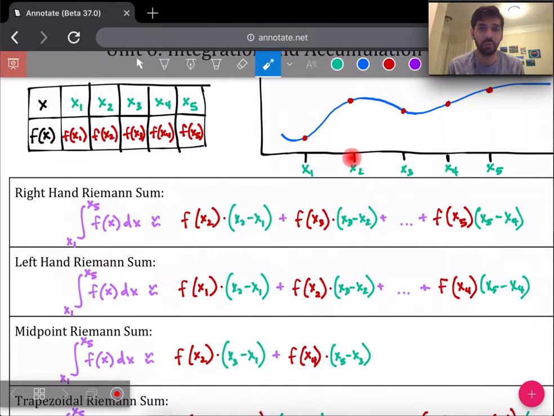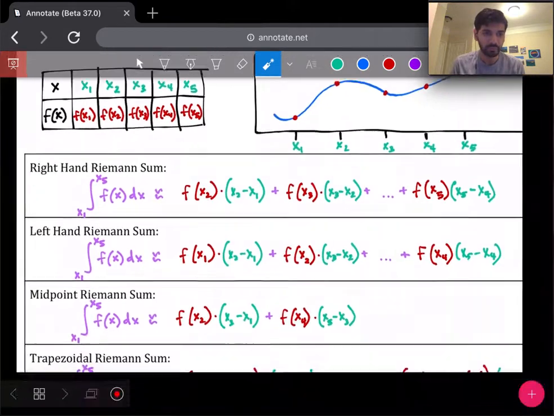So x1 to x3, the midpoint is x2. So that's why I start at x2 right here, f of x2 as the height of the rectangle. So for a midpoint Riemann sum, I would draw my line going across the midpoint y-coordinate, and then for the second interval, x3 to x5, I would draw it going through this coordinate right here. So that only allows me to do two rectangles.